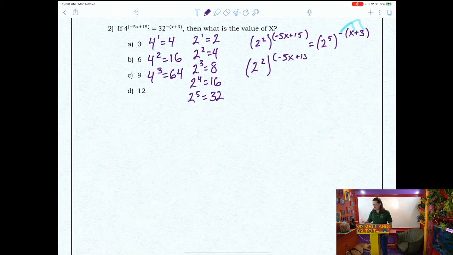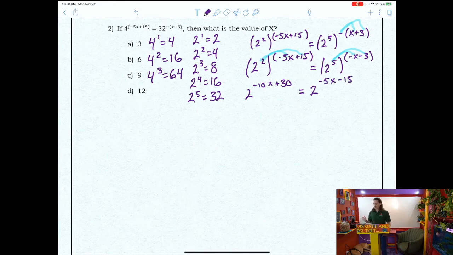The right-hand side is going to be 2 to the fifth raised to the negative x minus 3 power. Now we have powers of powers, so we can multiply. Making sure that we distribute through, the 2 needs to go to the negative 5x and the 15. The 5 needs to go to the negative x and the negative 3. So we're going to have 2 to the negative 10x plus 30 is equal to 2 to the negative 5x minus 15.